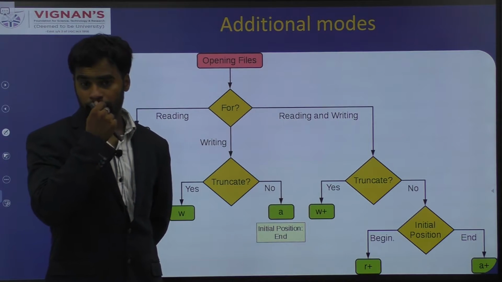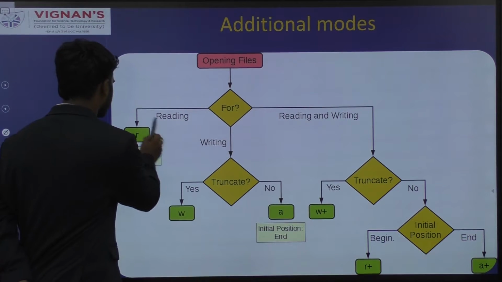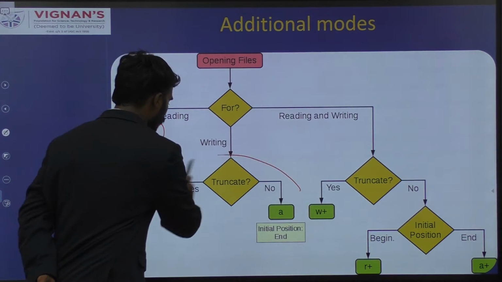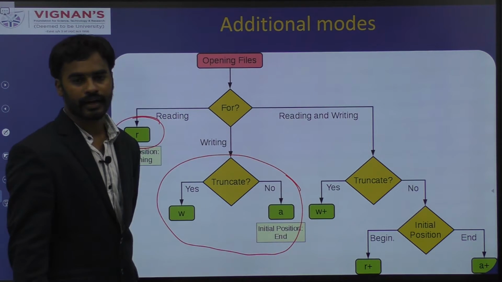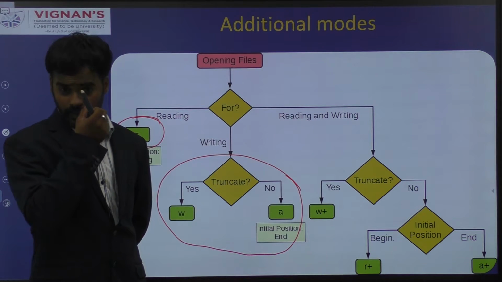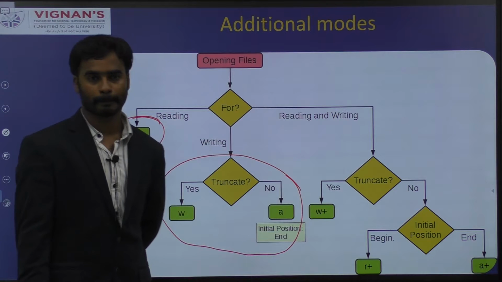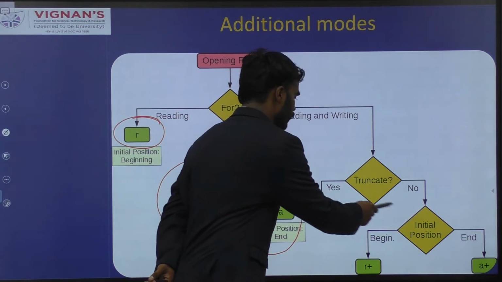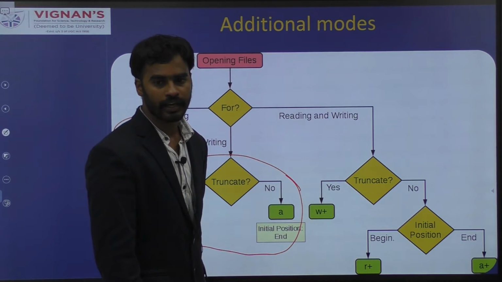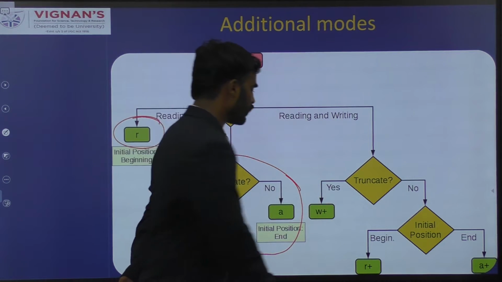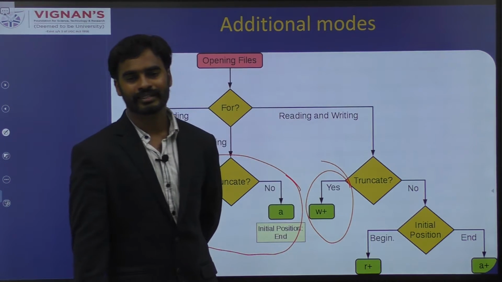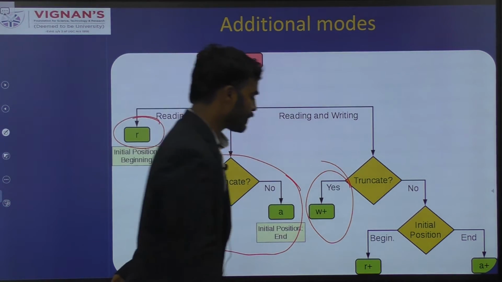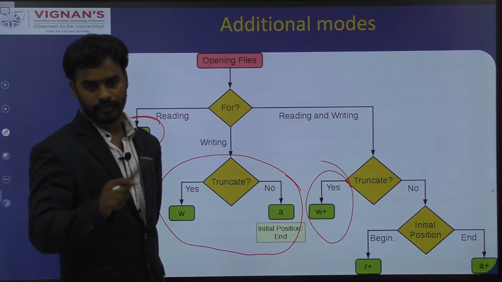Okay, if you want to do only read operations, simply go with R. If you want to do only writing, either go with the W or A. It depends on whether you would like to erase the previous contents or not. If you want to open a file for both reading and writing purpose, then you have 3 options. Again, if you want to erase the contents, go with W plus. If you don't want to erase the previous contents, go with either R plus or A plus. Again, it depends on whether you need to have a pointer at the beginning or at the end.